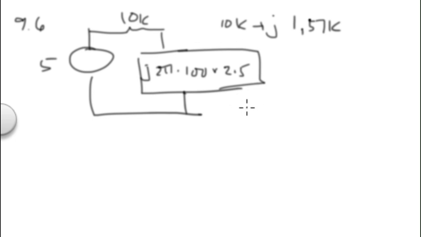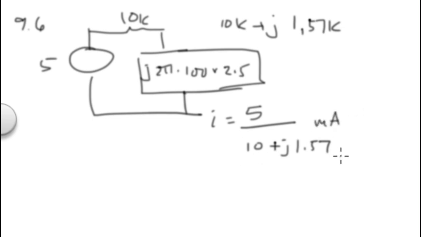So what is the current through that? Basically I is equal to 5 over 10 plus J 1.57. The answer is going to be in milliamps. So I have to do the conversion of the 10 plus J 1.57. I say 10 R to P 1.57 equals 10.12. So it's equal to 5 over 10.12 at angle 8.92 degrees.